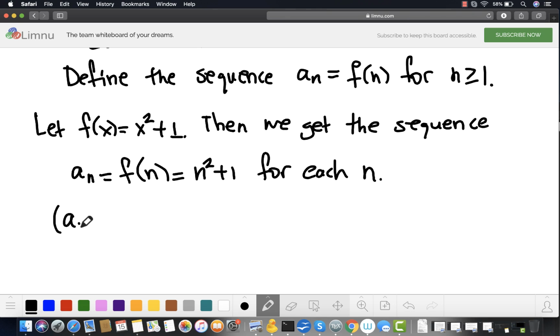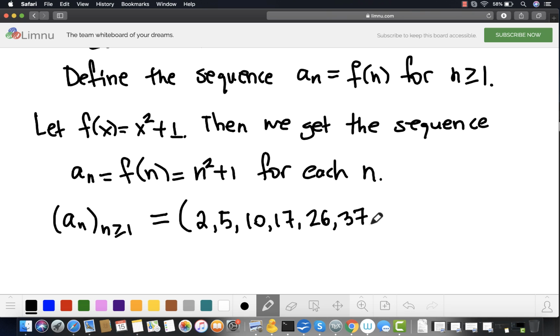So if you write down what a sub n is, a list of numbers: when you plug in n equals 1, we get a sub 1, and that's 1 squared plus 1, that's 2. When you plug in n equals 2, you get 2 squared plus 1, and that's 5. You plug in n equals 3, you get 3 squared plus 1. So a sub 3 is 9 plus 1, which is 10. Then we get 17, 26, 37, so basically squares plus 1. So that's my list of terms for this particular sequence.